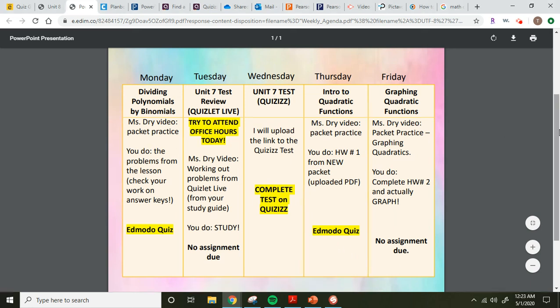Happy Friday. So today we're going to get into graphing quadratic functions. Hopefully yesterday you found finding the vertex and the axis of symmetry pretty simple. So today we're going to get into actually graphing one legitimately.